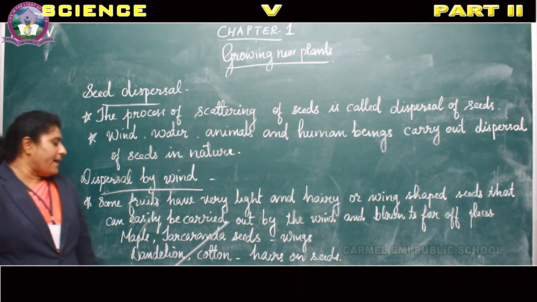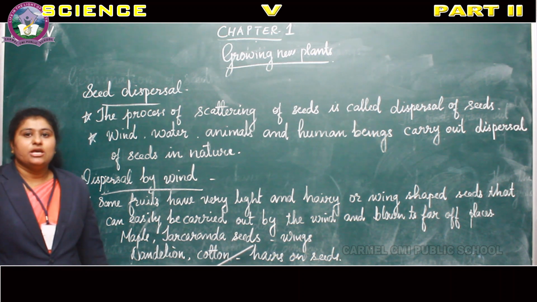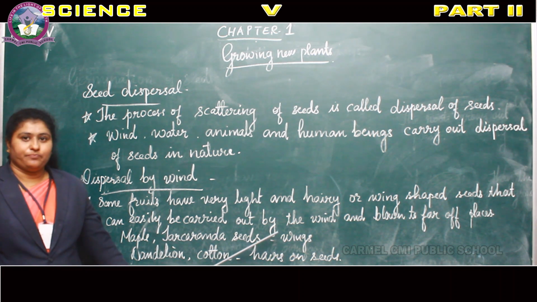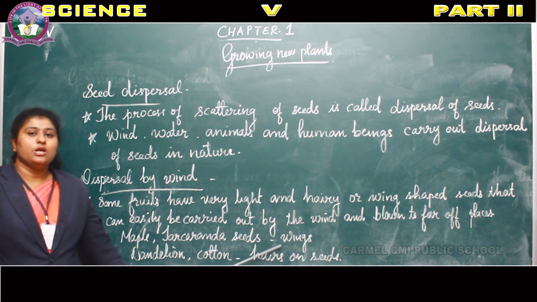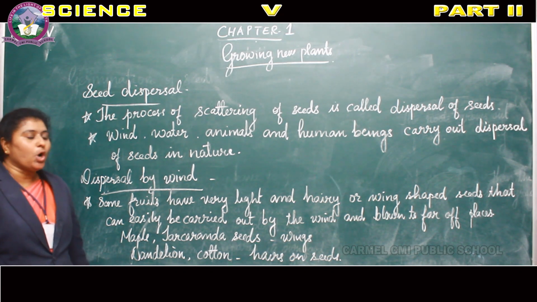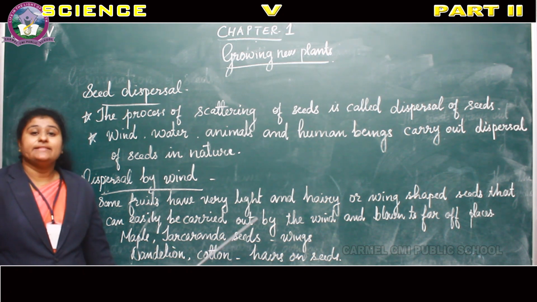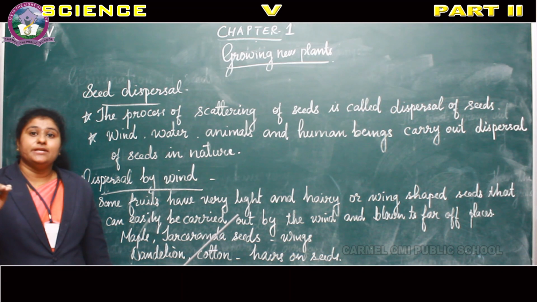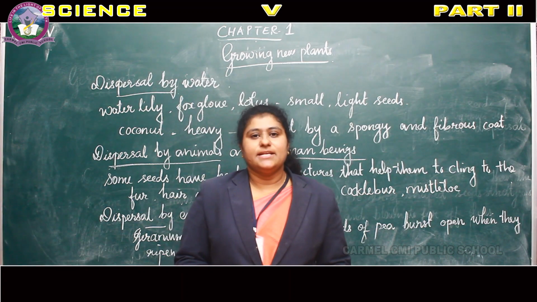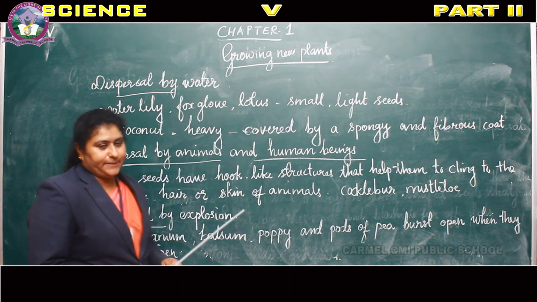For example, maple and jacaranda seeds are wing-shaped. Dandelion and cotton have hairs arranged like a parachute that enable them to carry far-away places.